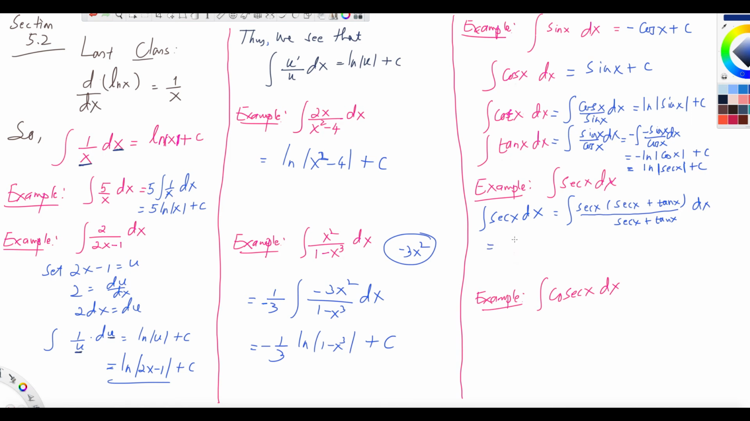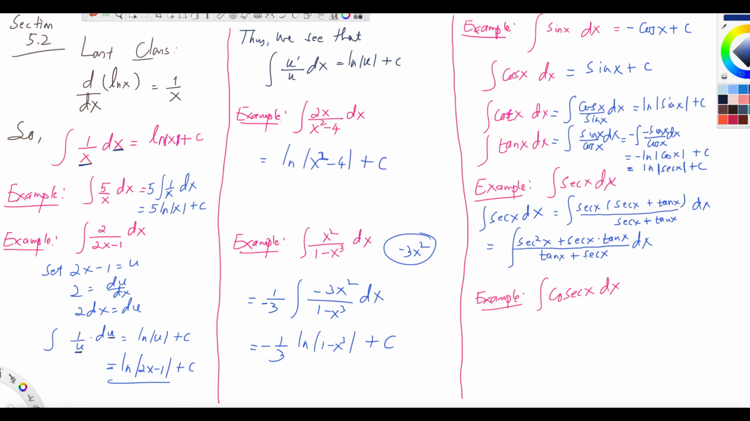You can write this one as, if you distribute this, secant square x plus secant x times tangent x, okay? And then over, can I write tangent x plus secant x? You can write that because this is plus, right? You can write this plus this or this plus this, not a problem. So tangent x plus secant x. Why did I do that? You will see dx. Now look at this.